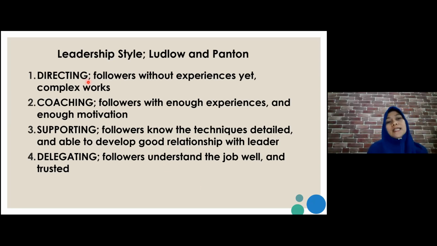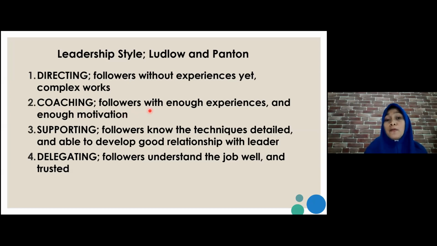The first one is the directing style. It is for followers without experience yet and complex works. If your follower, your worker, is a fresh graduate with no experience, and on the other side the job description of the work is so complicated, then as a good communicator, you just direct your worker, guide him. Okay, and then the second one is coaching.